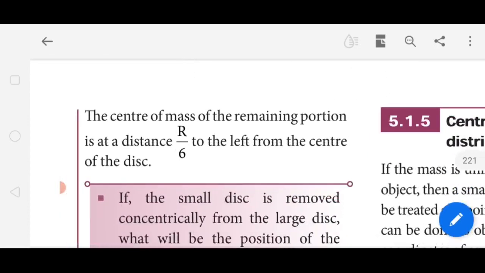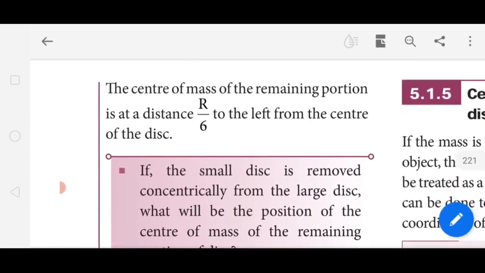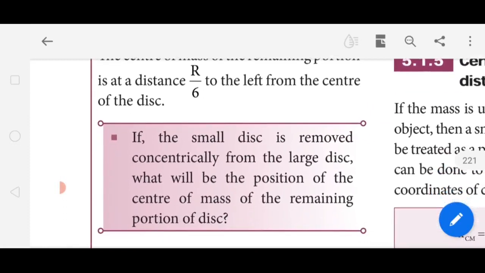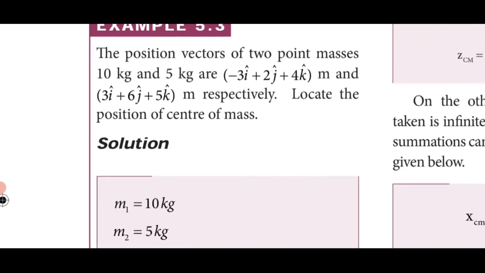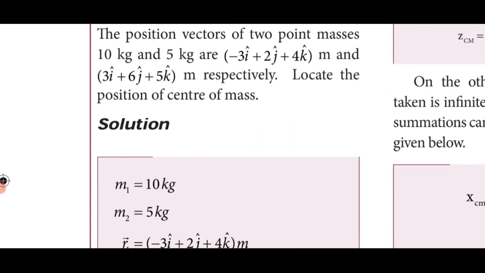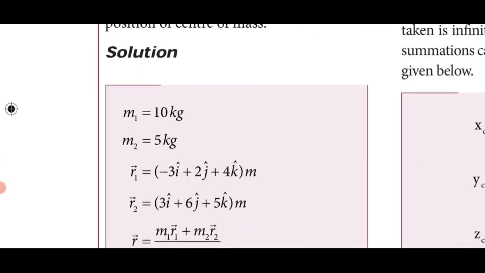So the center of mass of the remaining portion is at a distance of R by 6 to the left from the center of the disk. So the third problem: position vectors of 2 point masses are given. One is 10 kg, another one is 5 kg. Their position vectors are minus 3 i cap plus 2 j cap plus 4 k cap in m, and 3 i cap plus 6 j cap plus 5 k cap in m respectively. Locate the position of the center of mass.